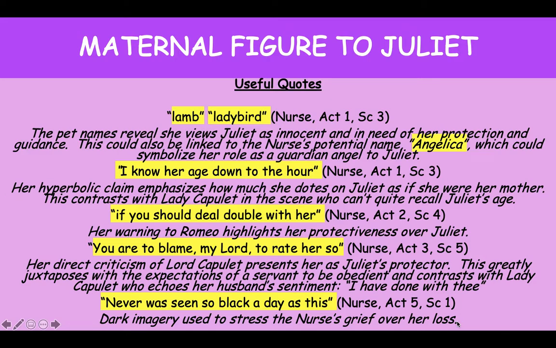So we've already mentioned this, the fact that she is this maternal role or maternal figure to Juliet. When we first see the nurse, she refers to Juliet in pet names, Lamb, Ladybird. So these pet names reveal that she views Juliet as innocent and in need of her protection and guidance like a child.